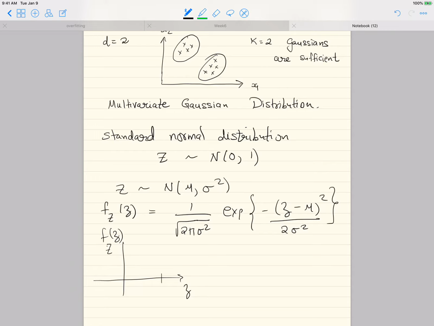Sometimes I write the subscript Z to denote the random variable. In this case, I will. And the idea is it is centered around mu. So it looks like this. And the width here is governed by sigma square, so variance. If sigma is large, the variance will be large. If sigma is small, it will be peaky. So here the mean equals mu, the variance equals sigma square, the standard deviation is sigma. Okay, everyone knows this?